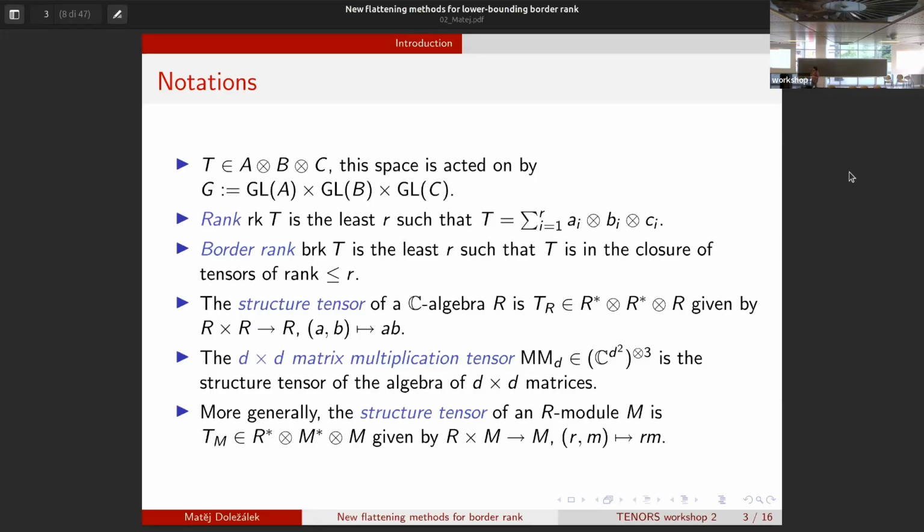And towards the end, I will also, slightly more generally, be considering structure tensors of modules. So now I have an algebra and a module over it. Both are finite dimensional as vector spaces. And the action of the algebra on the module is again given by a sort of multiplication table, which gives me a tensor.